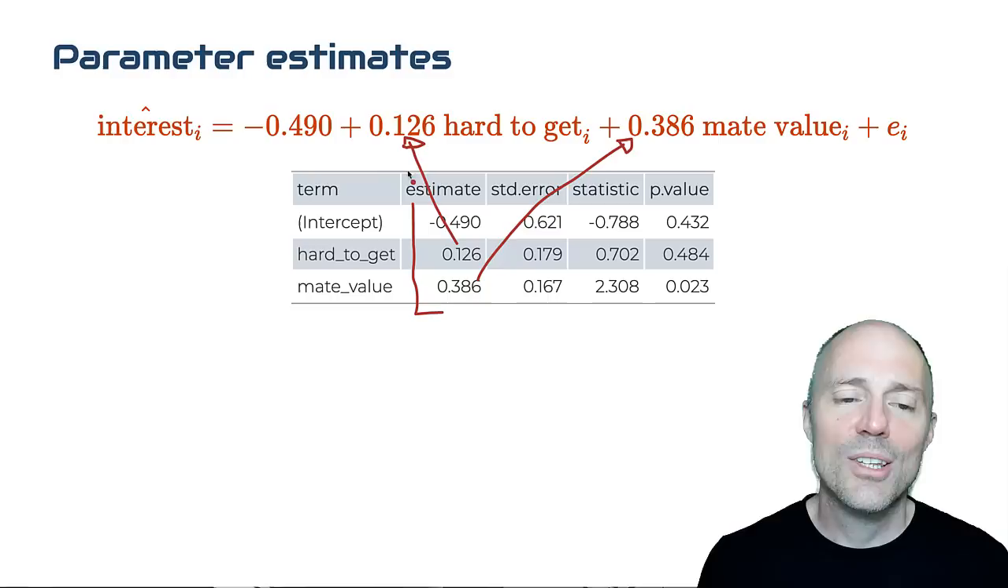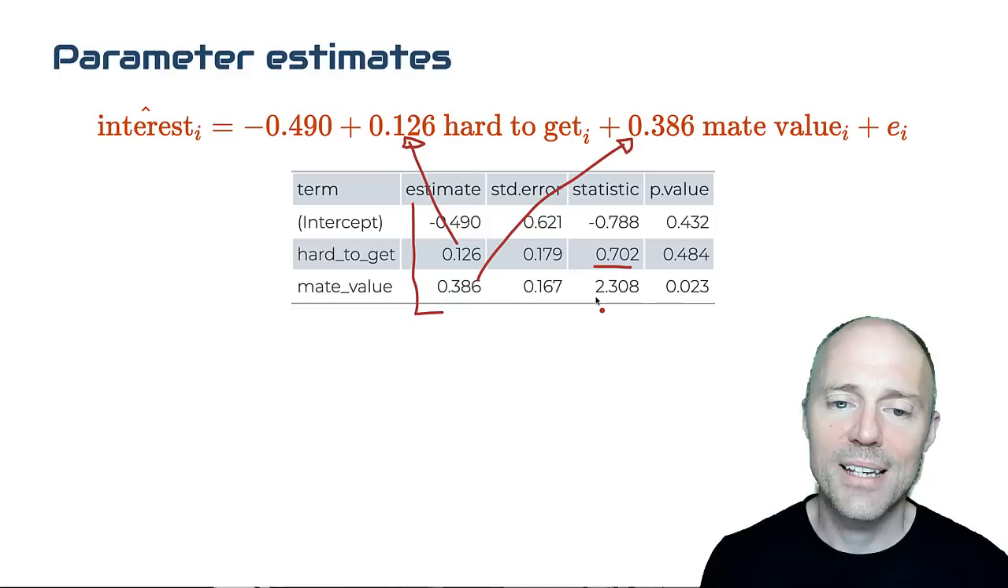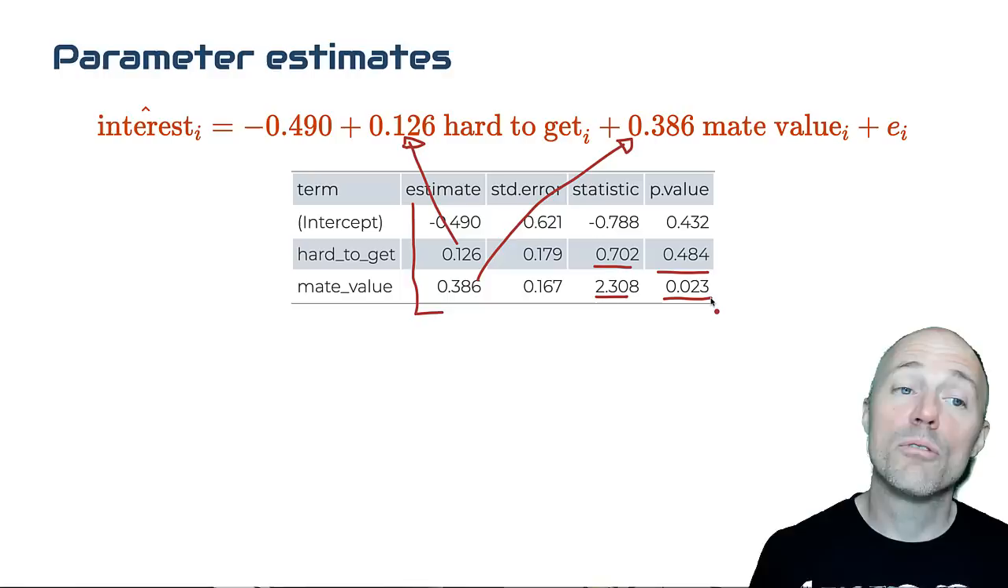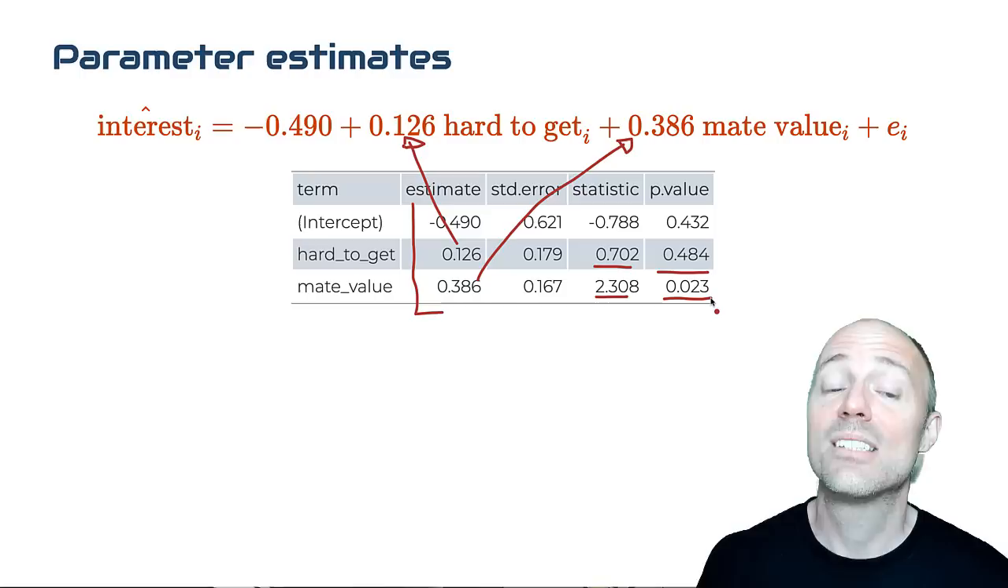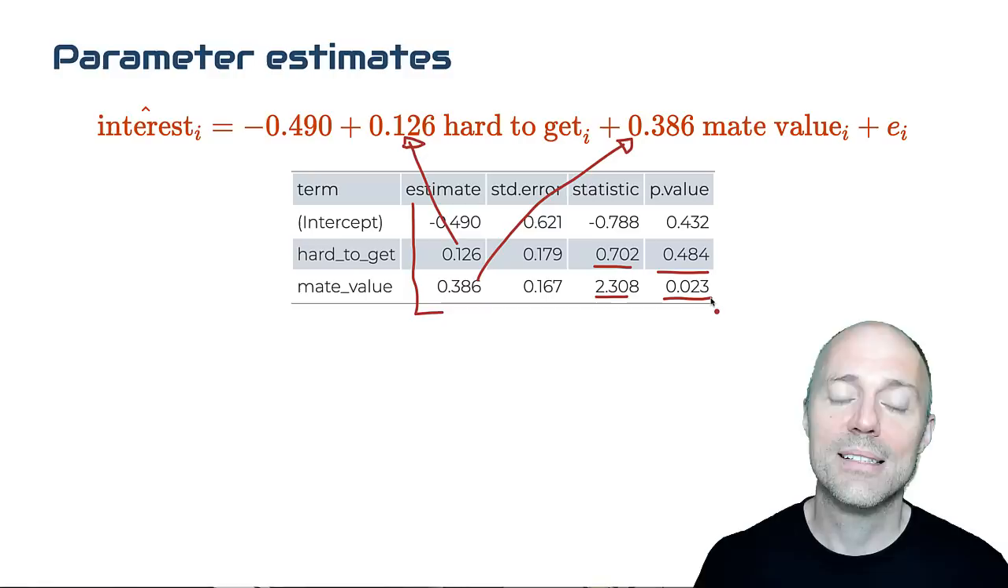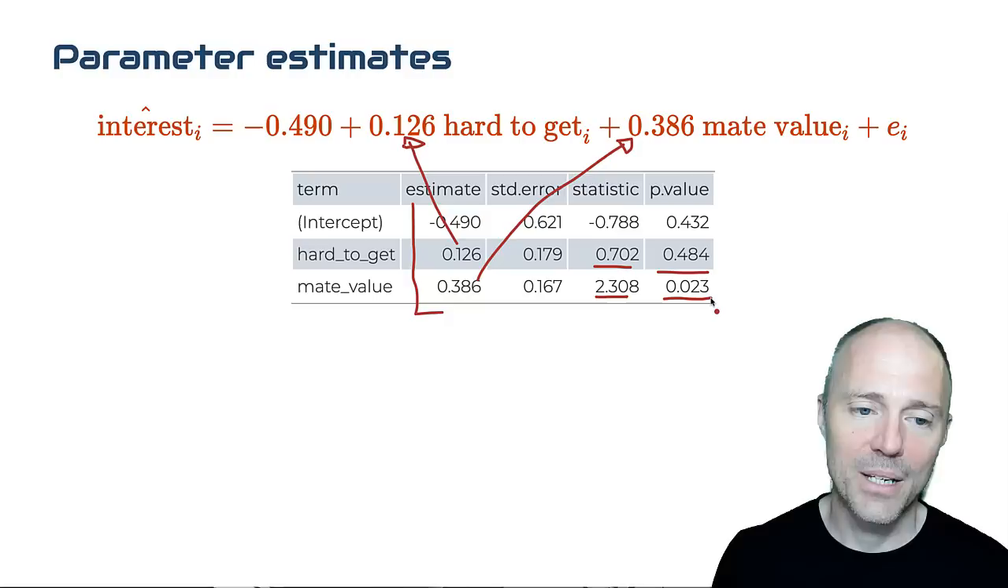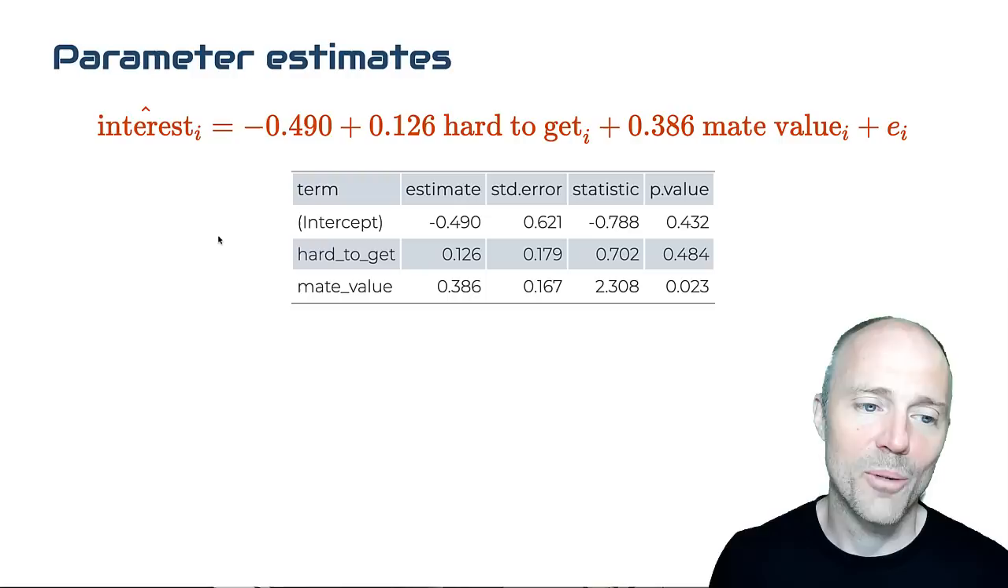But each of these b's can be significance tested as well. So we have a test statistic for each b and a significance value for each b. So this tells us that even though the model overall significantly fits the data, actually the variable hard to get is not a significant predictor of expressions of interest, whereas mate value is. And we could also look at the values of the betas themselves and interpret them, because as we've seen in previous lectures, you don't necessarily just want to rely on p-values to interpret things.